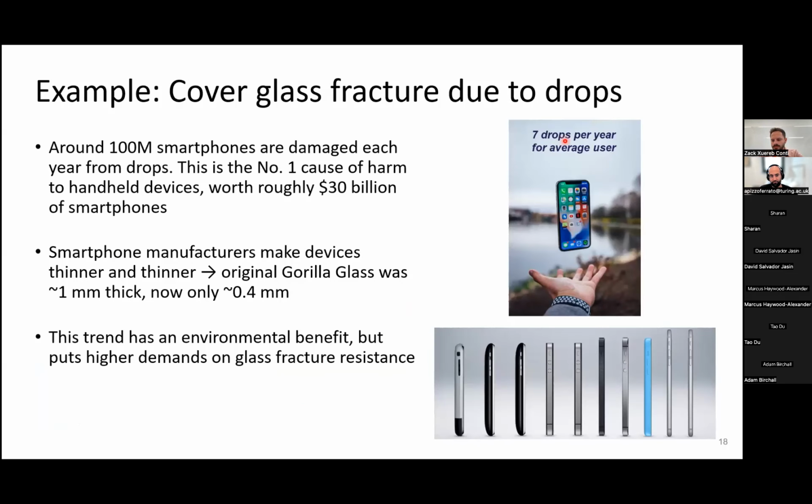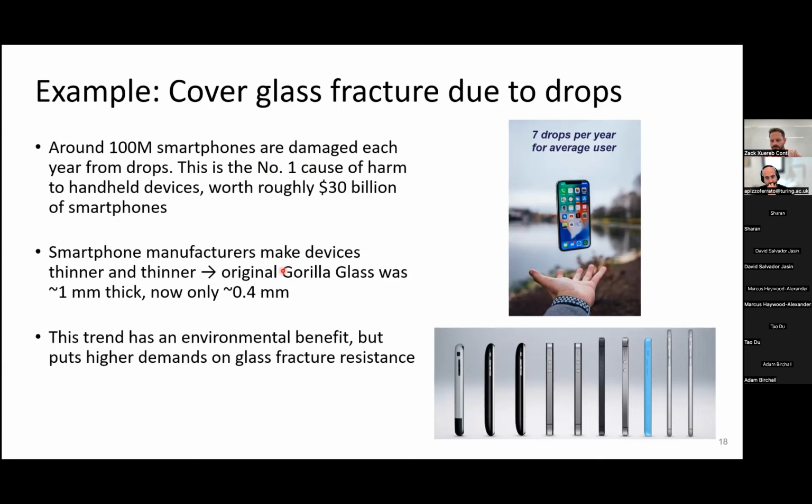Yeah, so this was the example I had from before. These numbers may be a bit outdated, but this is really a big cause for concern, of course, but also in terms of sustainability. If we can affect it, that would be a big thing.